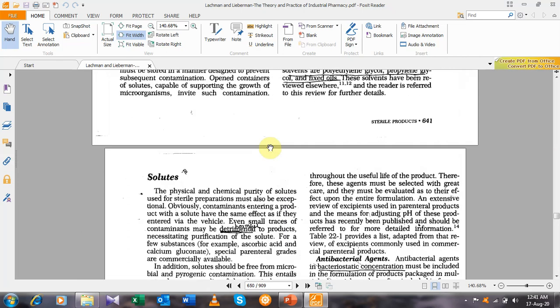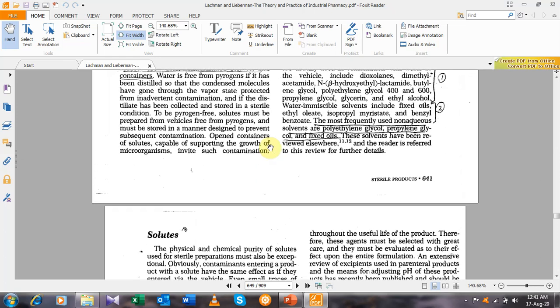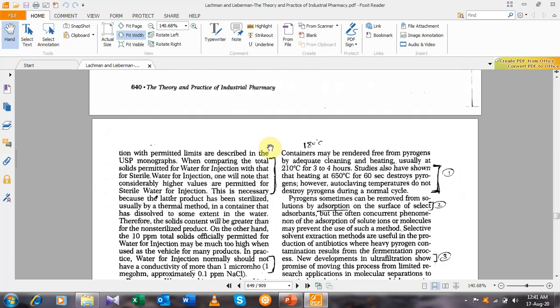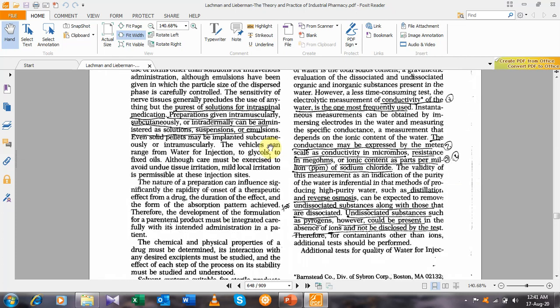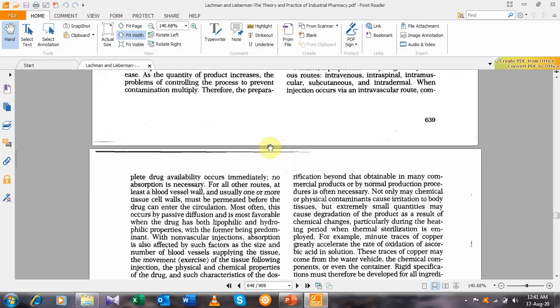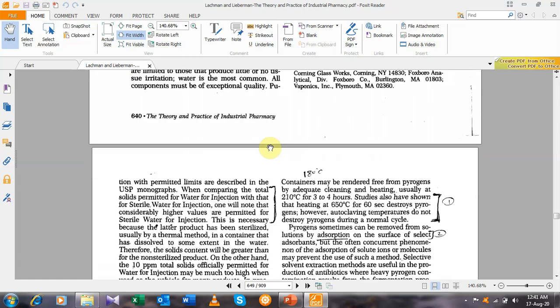These are the added substances. And the solvents we have studied, that is either the aqueous solvent or non-aqueous solvent. You can consult the pages, that is page number 639 onward. Thank you all for your attention.